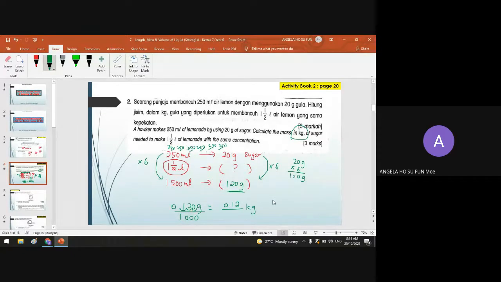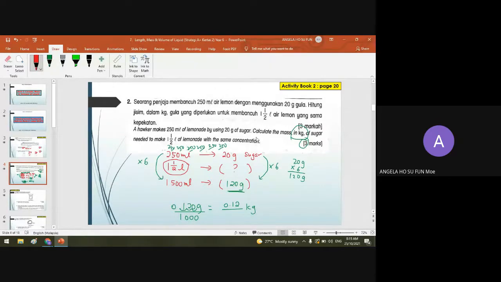So if you know to get this 20 times 6, you get 1 mark. If you leave your answer in 120 gram, your answer is correct, you only get the 2nd mark. But you don't have the last point yet. Until you give your answer in kilogram, then you get a total of 3 marks here.